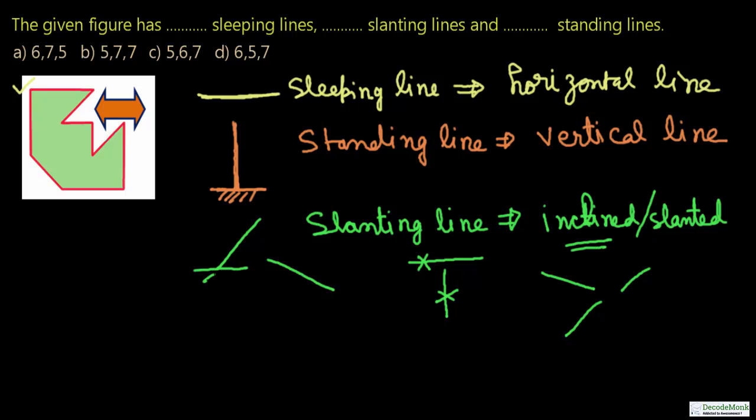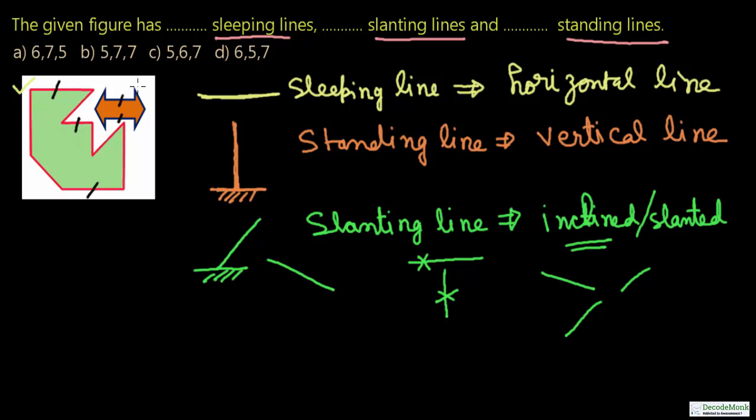I hope you have understood how you can differentiate between these three types of lines. Now let us come back to our question. We have to count the number of sleeping lines, the number of slanting lines and the number of standing lines. So let us do that. First of all, we will count the sleeping lines. Let us denote sleeping lines by a single cut mark. 1, 2, 3, 4, 5. So there are 5 sleeping lines over here.